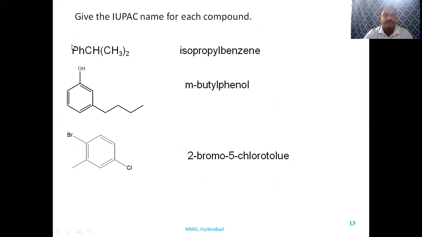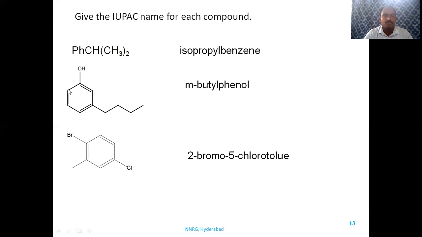This phenyl group is attached to CH and CH3 twice. This part we call an isopropyl group attached to the phenyl group, so it is called isopropyl benzene. If we have one more CH3 here, so CH3 thrice, then it is called tertiary butyl benzene. If it is only one CH3, it is ethyl benzene. If it is two, isopropyl benzene. If it is three, tertiary butyl benzene.